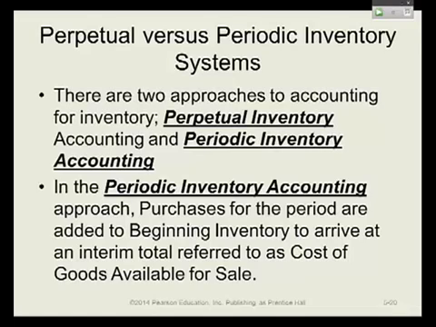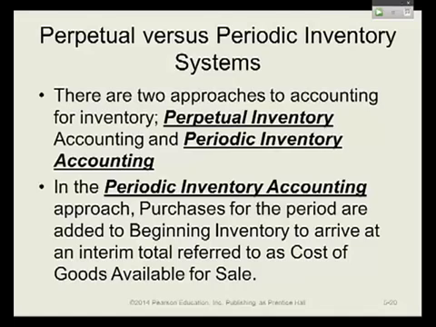When you look at a periodic system, it is somewhat unrealistic. You would have purchases being accumulated in a separate account. You would then add those to the amount of inventory that you've already had on hand, your beginning inventory. And then at the end of the year, you physically count the inventory. The physical count of the inventory is done in order to validate the amount. But the problem is with a periodic inventory system, you only do this at the end of the period.